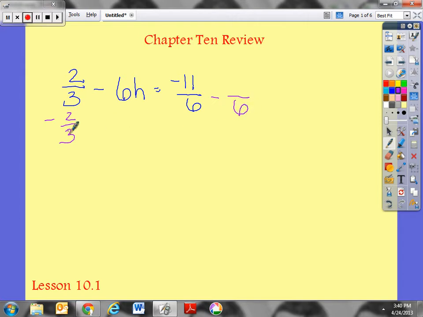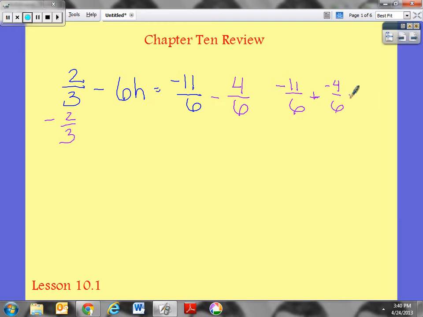If I ask myself what I multiplied 3 by to make it 6, I multiplied it by 2, so this becomes 4/6. Now I have negative 11/6 minus 4/6. If I recall, it's really negative 11/6 plus the opposite of 4/6, which is negative 4/6. So 11 plus 4 is 15, and we have negative 6h equals negative 15/6.